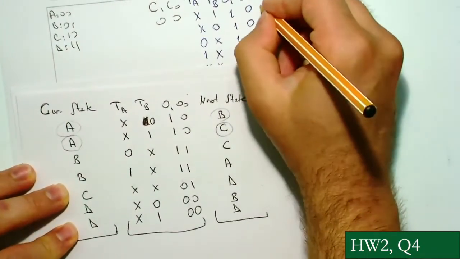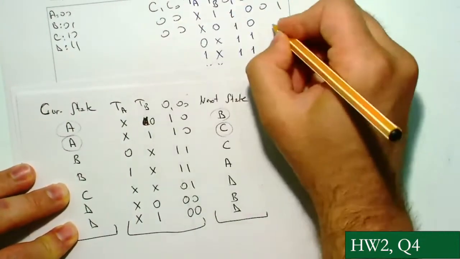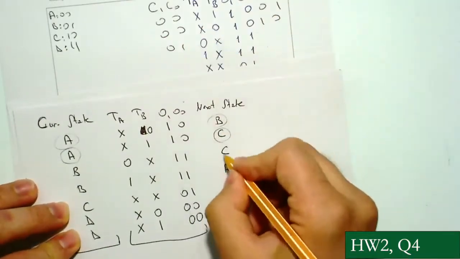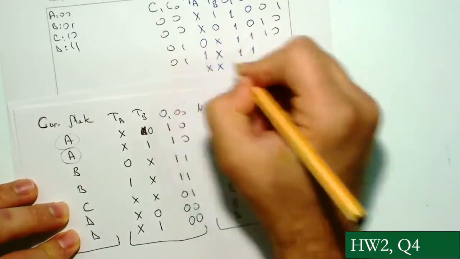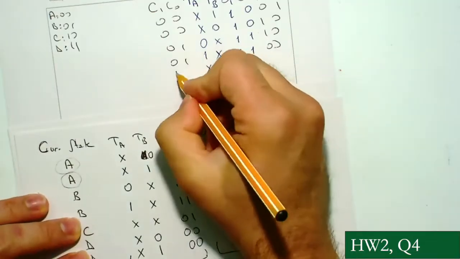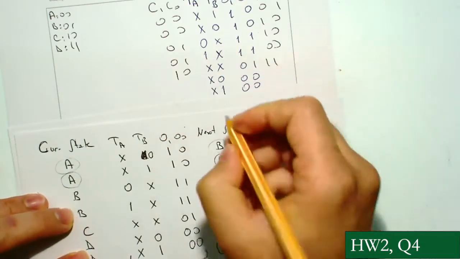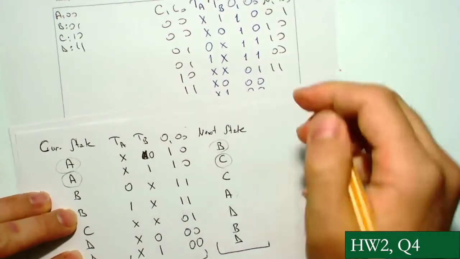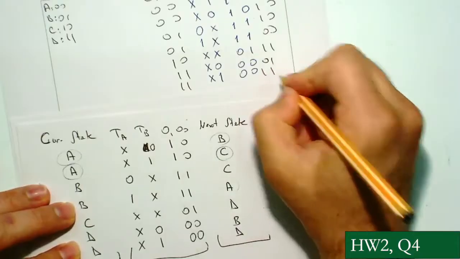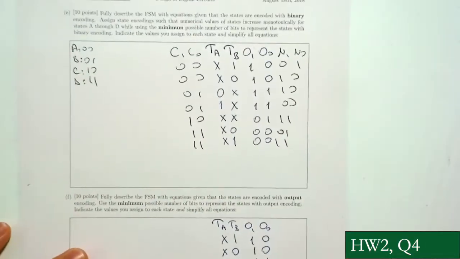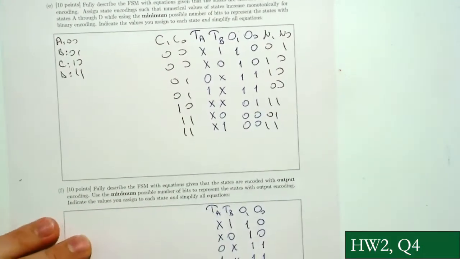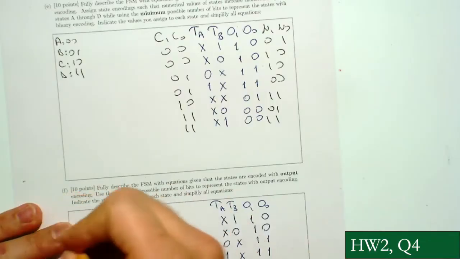Let me follow that one again. For 0, 0, I have 0, 1; for 0, 1, I have 1, 0; for 0, 1 again, I have 1, 0; for 0, 1 again, I have 0, 0. For 1, 0, I have 1, 1. For 1, 1, I have 0, 1. And again, for 1, 1, I have 1, 1. So this will be the truth table to represent states in a binary encoding.